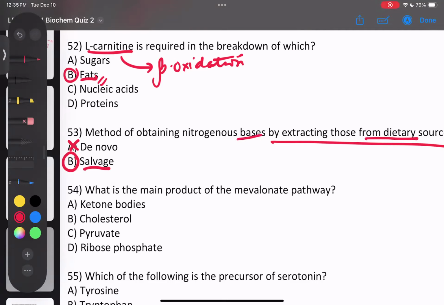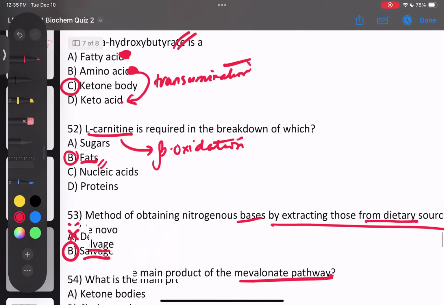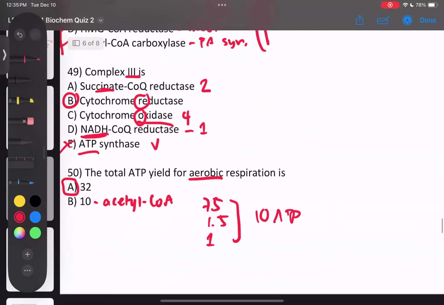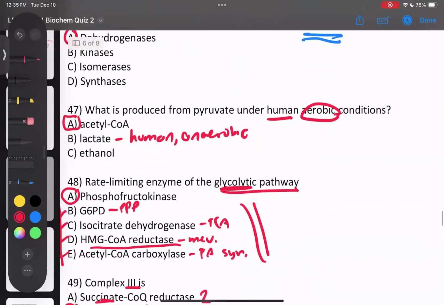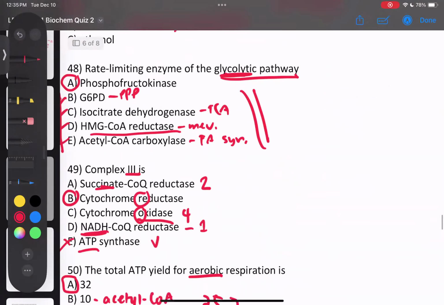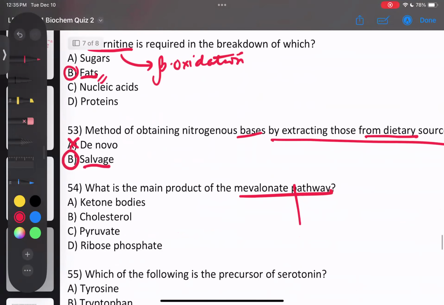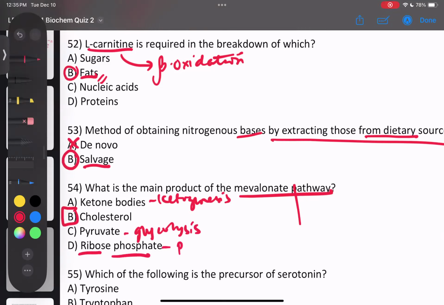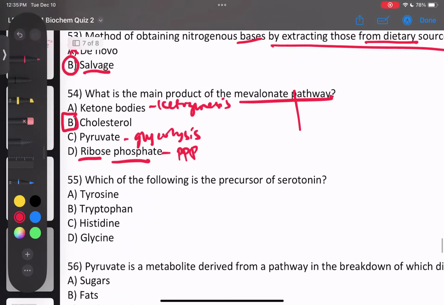And we're talking here usually about the purines and pyrimidines from the meat that we eat. Product of the mevalonate, di ba sabi ko kanina, mevalonate pathways, rate-limiting enzyme is HMG co-reductase, and that leads us all the way to the creation of steroids, di ba? Or sterols, so that is P. Yung ketone bodies naman, that's the main process of ketogenesis. Okay, that's obvious. Pyruvate is the product of glycolysis. And then ribose phosphate, a pentose with phosphate, is the main product of PPP.